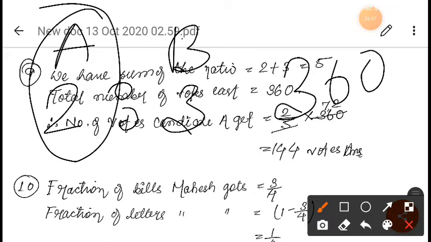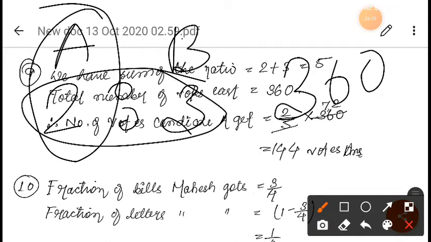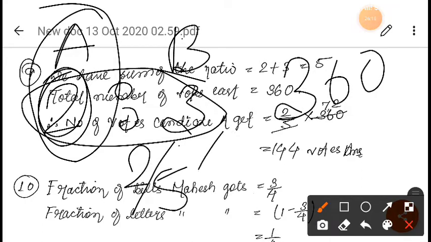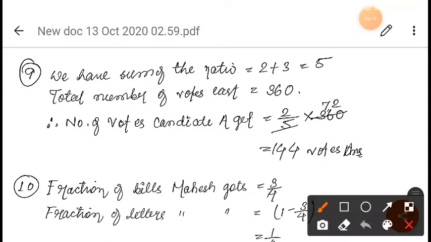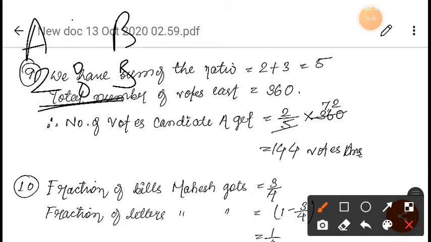So what we will do, first of all we will add this ratio, 2:3, it will be 5, right? Since they are asking about A, we can write 2 by 5 into the total number of votes, which is 360, right? If they were asking for the total number of votes that A has got, we add 2:3, which is 5, so it will be written as 2 by 5 into 360.